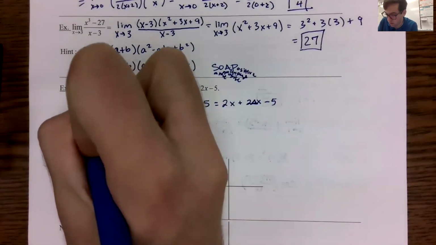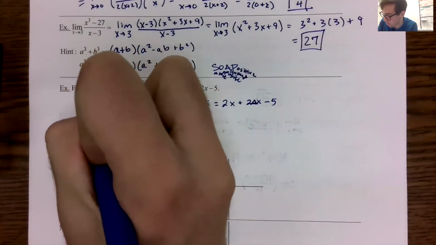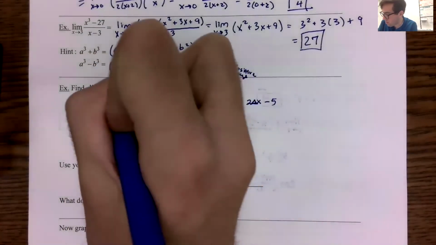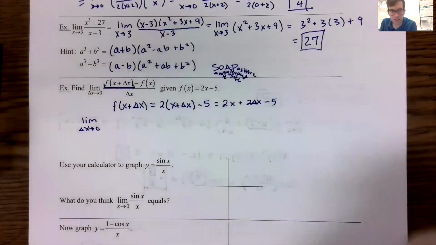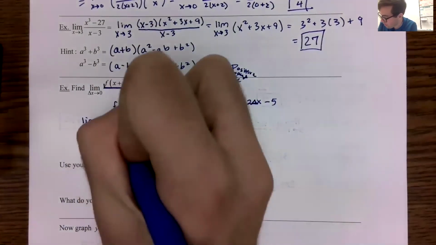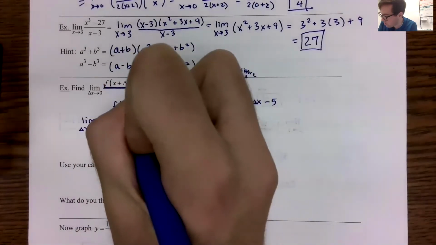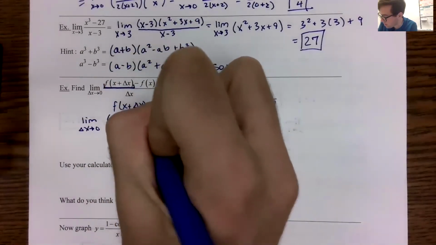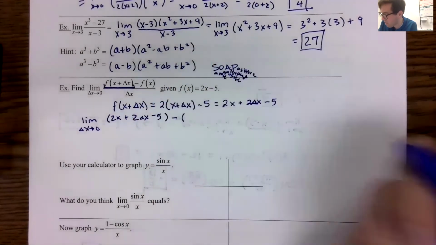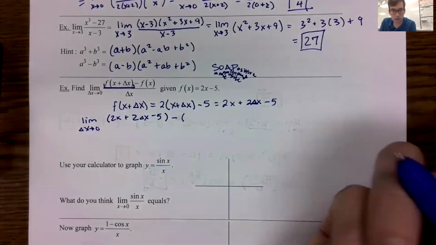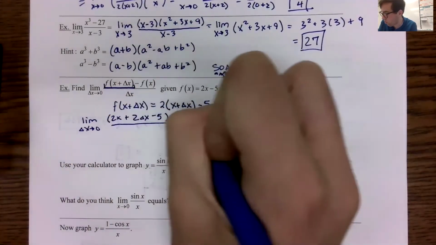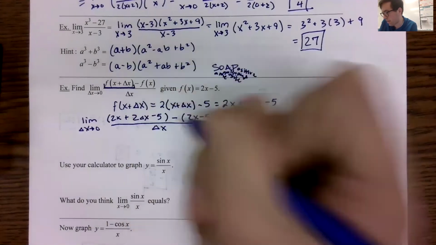So now we return to the limit as delta x approaches 0. And f of x plus delta x we just found. So we're replacing this with this. So we have 2x plus 2 times delta x minus 5 minus f of x. And f of x is just our original statement. So 2x minus 5 all over delta x. We don't replace the delta x part.